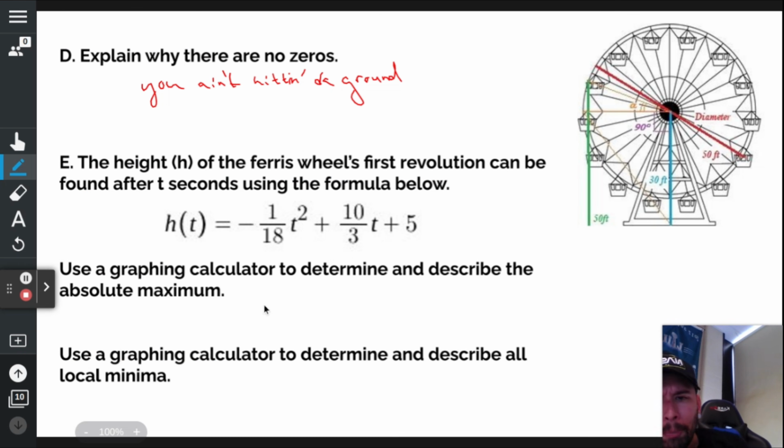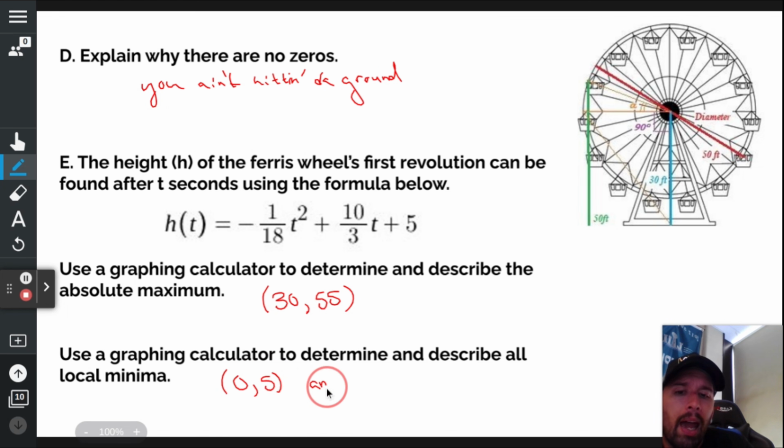All right, so the absolute maximum was the point (30, 55), which in a real-world context means 30 seconds into the first revolution, you are 55 feet above the ground. The local minima is where are you at the very bottom? Well, at the very beginning, you're at the very bottom, and that's 5 feet above the ground. And also at the end, 60 seconds later, you are 5 feet above the ground.